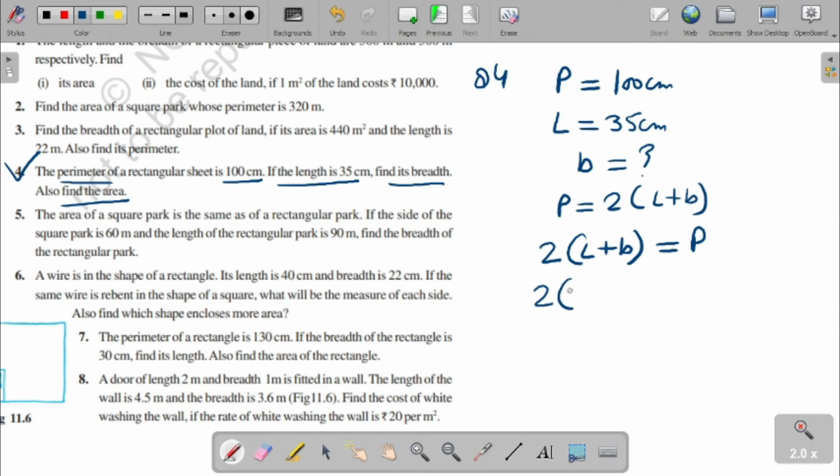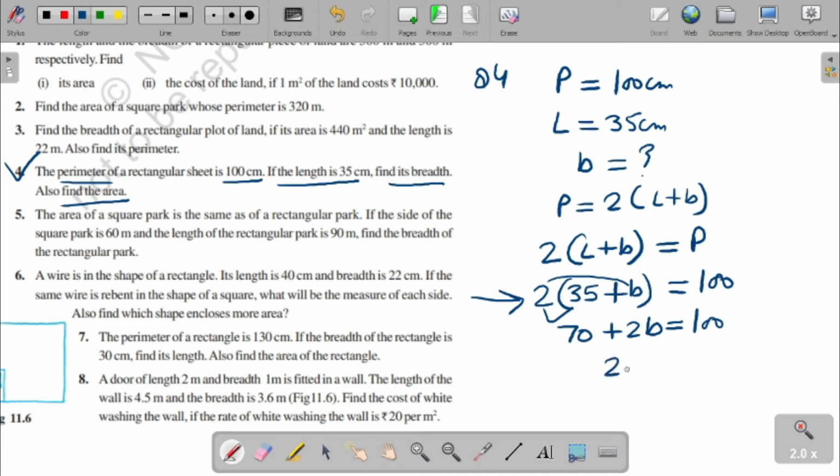In place of length, we will write 35. In place of breadth, we write B only. And the perimeter is given as 100. In such cases, whenever there is a 2 outside the bracket, it must be multiplied with both 35 and B. If you multiply by 35, 2 times 35 is 70. If you multiply by B, it will come as 2B. This equals 100. This step is very important. You must be very careful. This is the distributive property.